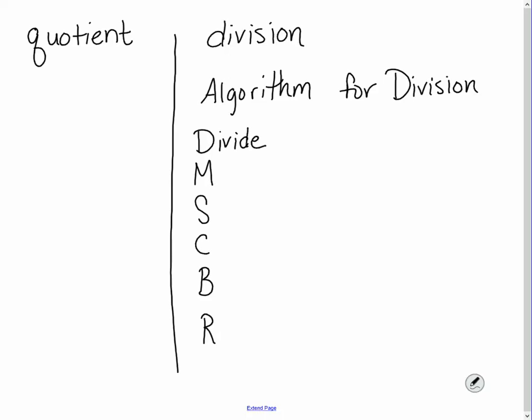Then your next step, M stands for multiply. So first thing you're going to decide how many times the number goes into the other number. And then the next step is to multiply to see what that gives you. Then you're going to subtract. So we have divide, multiply, subtract.